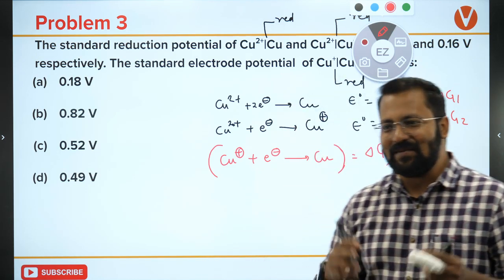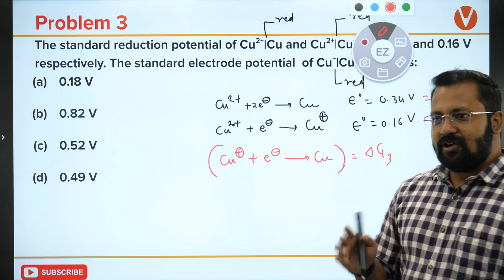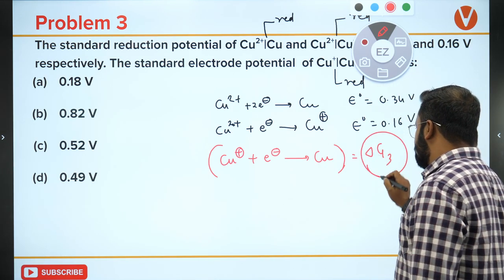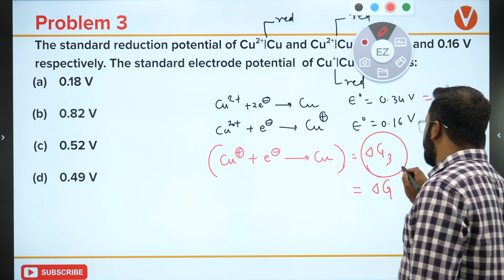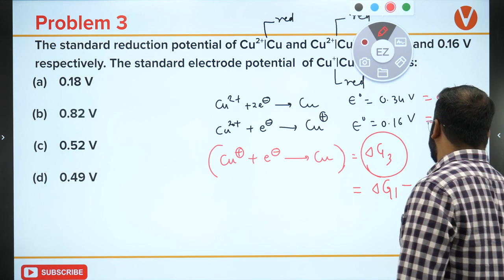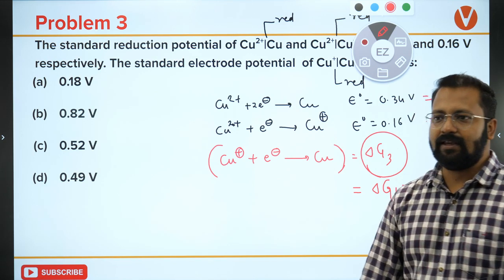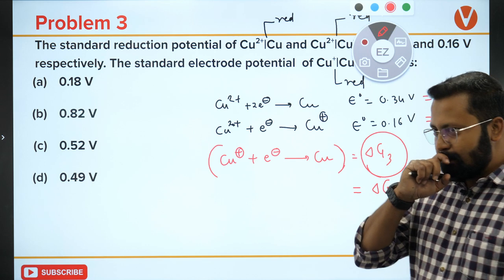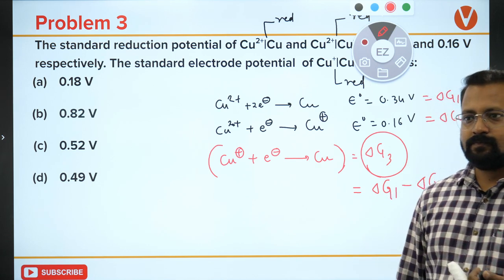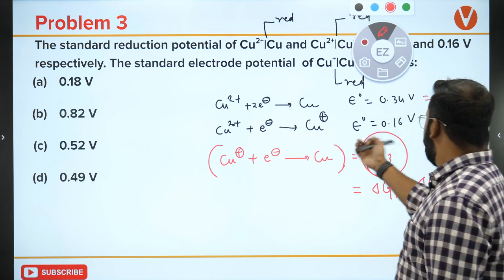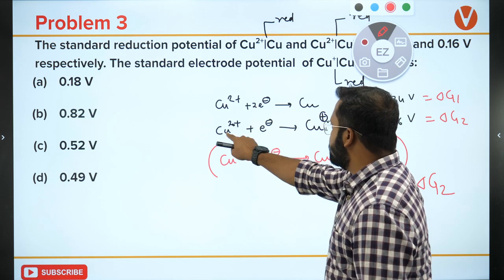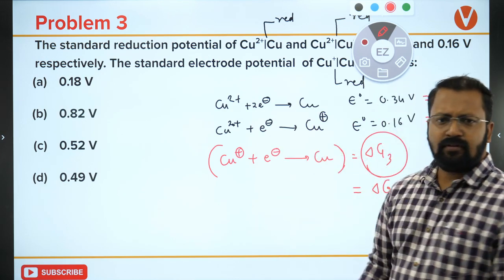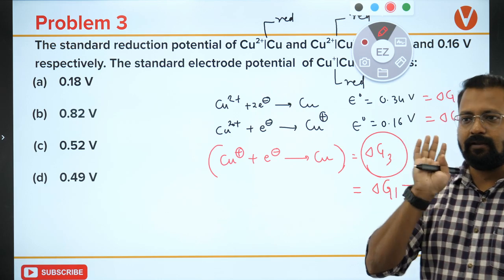Gibbs free method is not more hefty, it's more logical. So can I say that delta G3 can be written as delta G1 minus delta G2? Can I write this? बताइए. If I subtract delta G2, तो ये इस तरफ चला जाएगा, and I will have Cu plus on this side taking up an electron, and I will have Cu on this side. ये हमें निकालना है.